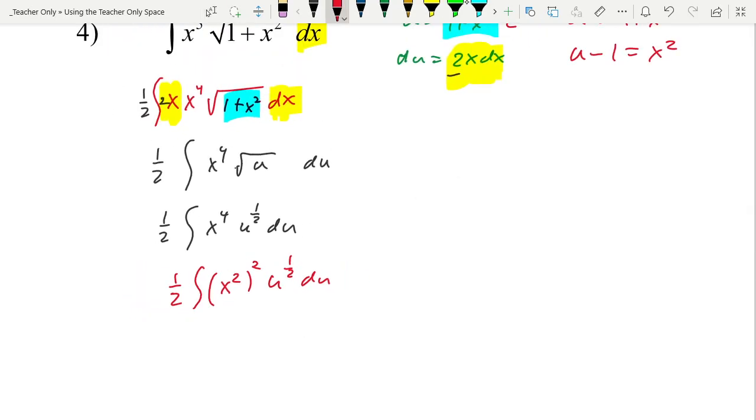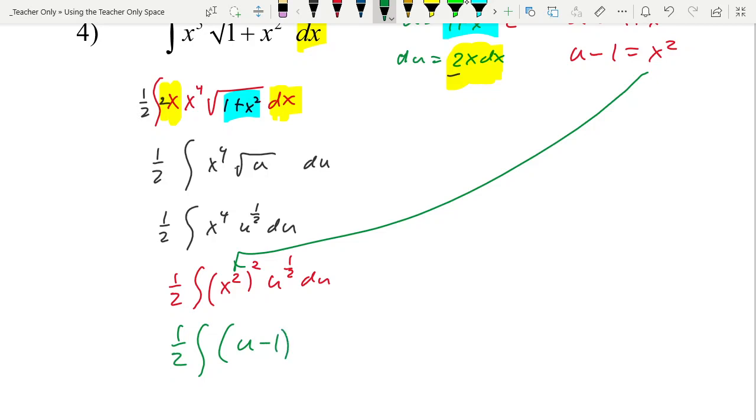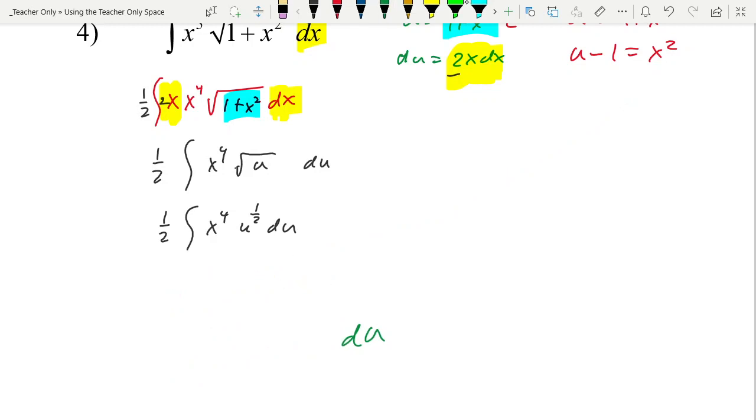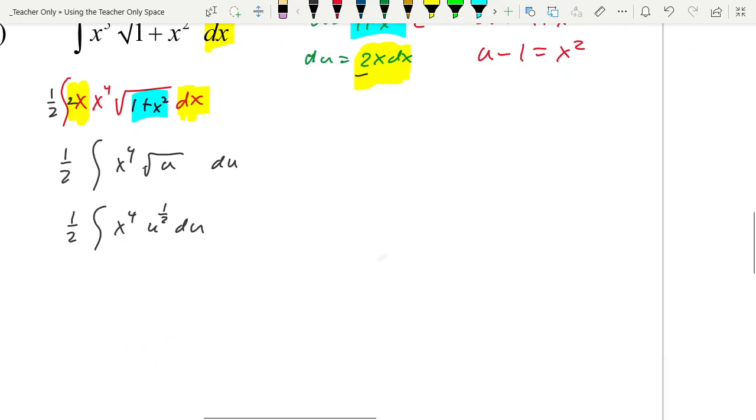Well, then for my substitution, now I'm just going to say this is 1/2 times u minus 1 squared u to the 1/2 du, right? Because everywhere I have an x squared, I can replace it with u minus 1. Now, there's some of you out there who are saying, yep, nope, wouldn't have seen that. Okay, so I'm going to go ahead and do it the other way. We'll get to the same answer. It'll just take an extra step or two.